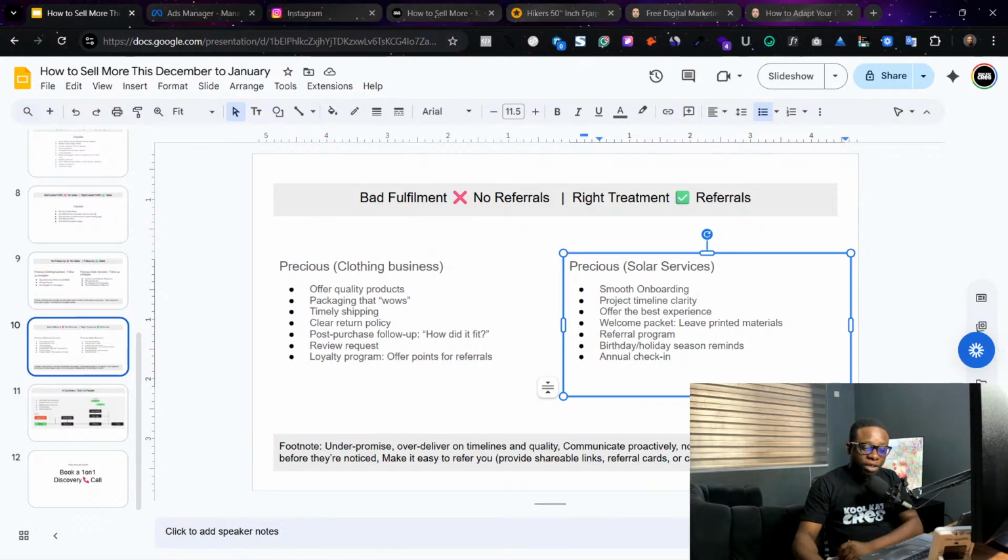Most of you, your onboarding is very bad. Go and fix it. Then project timeline clarity. Service businesses, you are your problem. If you are a service business, you say the timeline is 10 days, and in the next 20 days the thing is not ready. Would that person come back? That person would pursue other customers away from you.